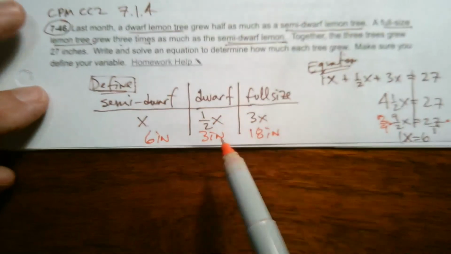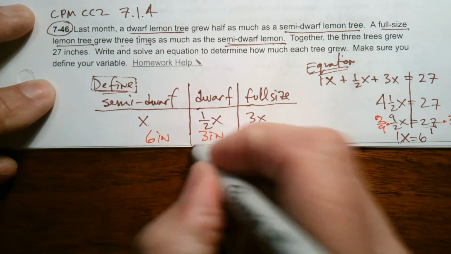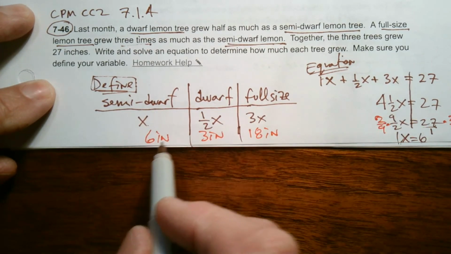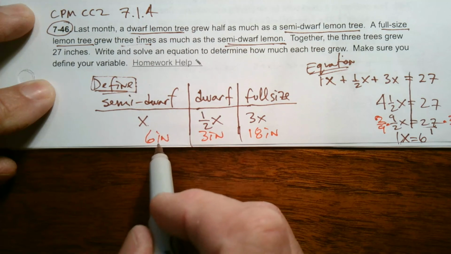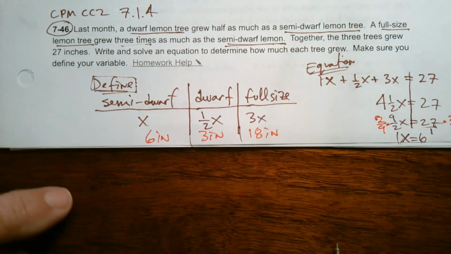If I'm going to write a sentence here, or at least I can put the answers in the table to say that the semi-dwarf grew 6 inches. The dwarf grew 3 inches. The full size grew 18 inches. There's my answers and my solution.